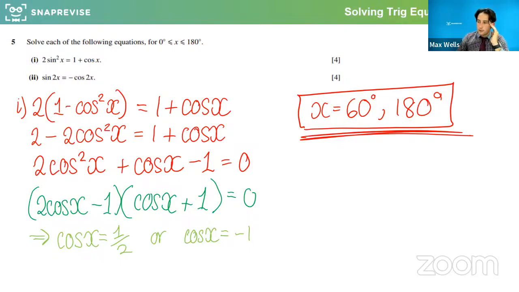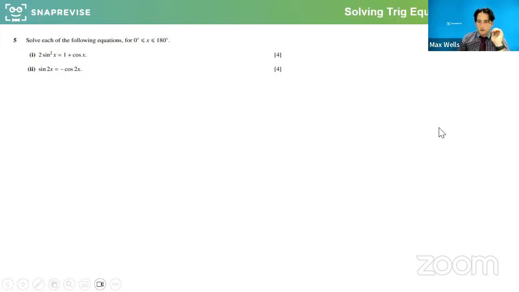Now we'll do another one quickly. We'll have a little look at the second part. The second part asked us to solve sine 2x equals minus cos 2x. Now this isn't as bad as it looks. This is very similar to what someone suggested earlier, where we rearrange and turn it into tan.